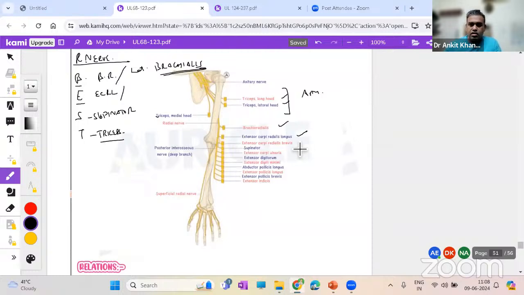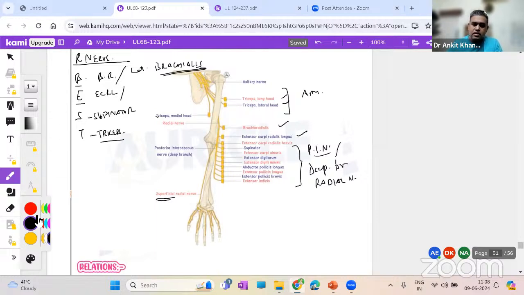And then, as you can see, all these muscles over there are supplied by the posterior interosseous nerve. This is the deep branch of the radial nerve. And this is the superficial branch, which was mainly sensory. This is the basic idea. Now, why is this so important, guys?